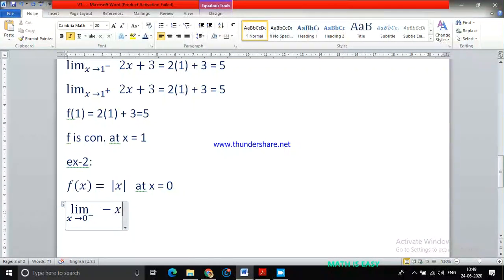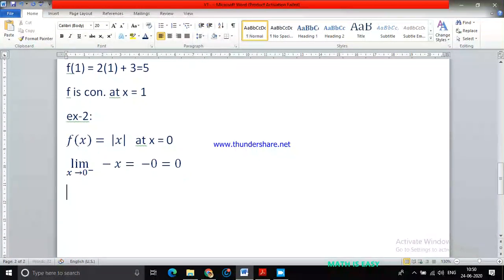So left of 0 you have the negative x-axis, right? All are negative numbers only. So if x is a negative number, then mod x will be equal to minus x from the definition. If I substitute 0, it will be minus into 0, which is going to be 0 only.